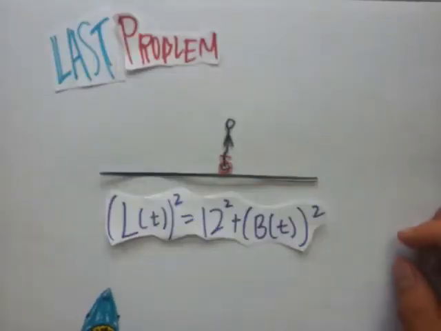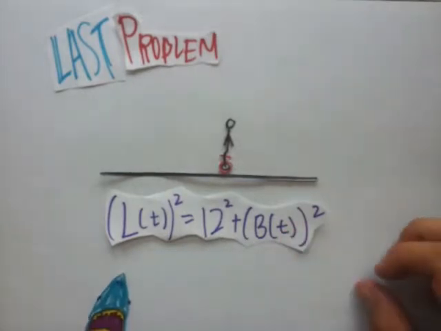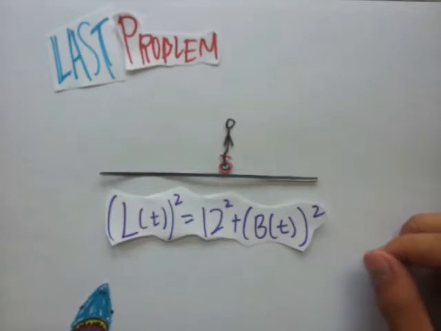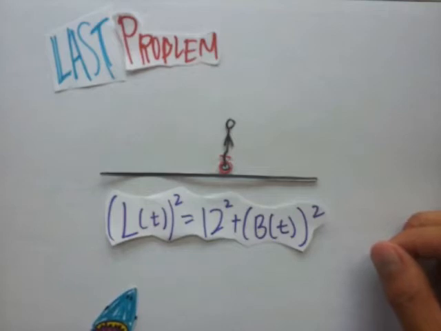A shark is below the tightrope. This formula describes the distance between them as Ben moves, or the shark moves. At what rate is the distance between Ben and the shark changing at time t equals 40?